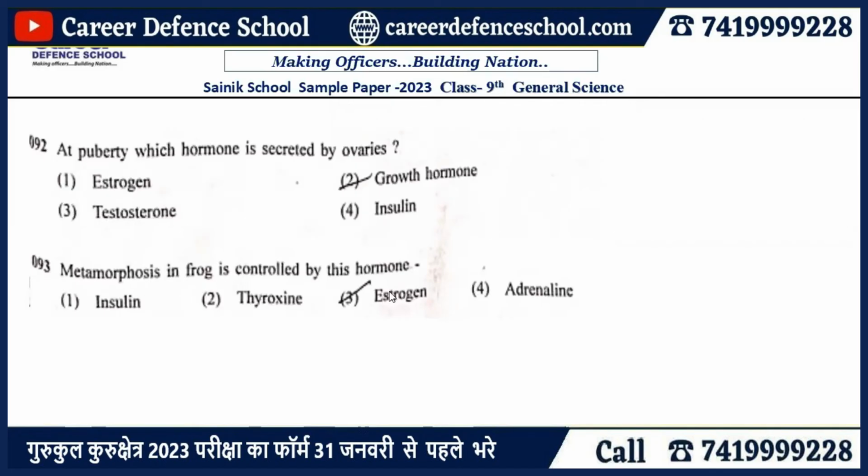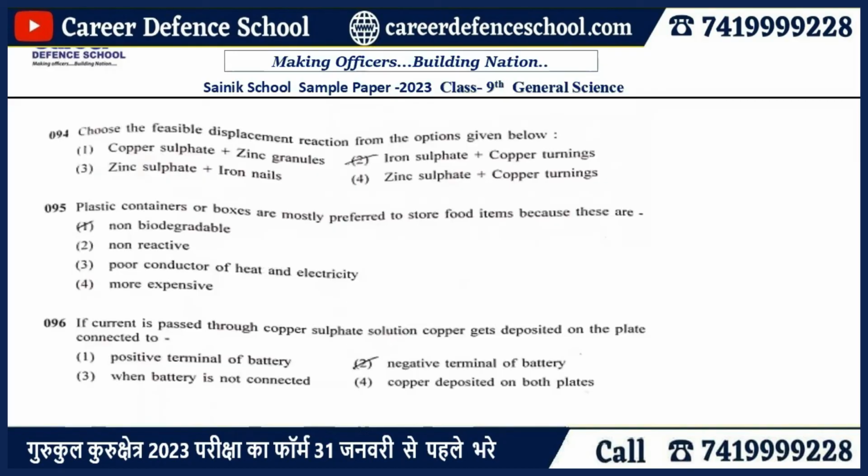Metamorphosis in frog is controlled by this hormone: insulin, thyroxine, estrogen, and adrenaline. Okay. So the correct answer for question 93 is thyroxine. Thyroxine is the correct answer. Okay. Let's move on to the next question.